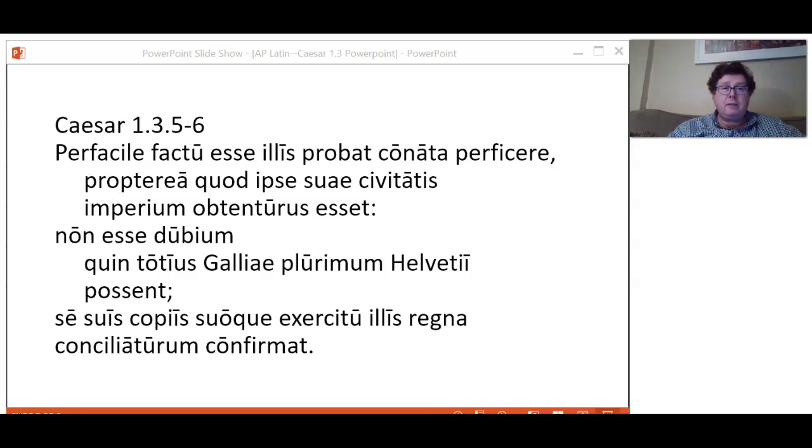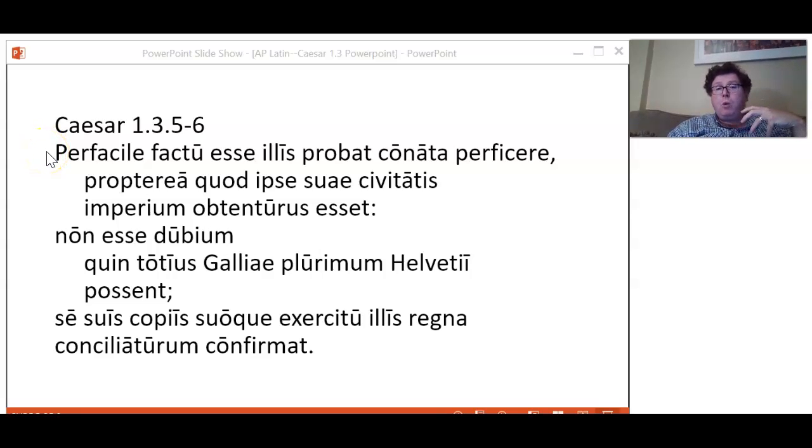Okay, we're going to tackle sections 5 and 6 together. We're going to continue on having Orgetorix as the subject. The verbs that he's the subject of are going to be probat and confirmat. We're going to start with this first line here, starting with per facile.